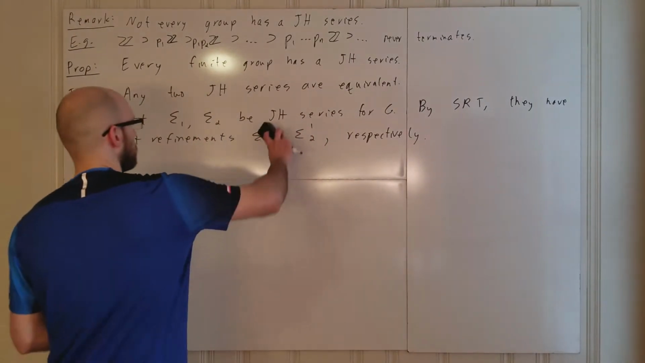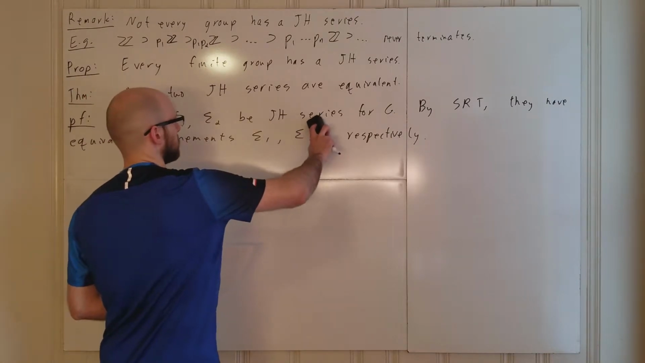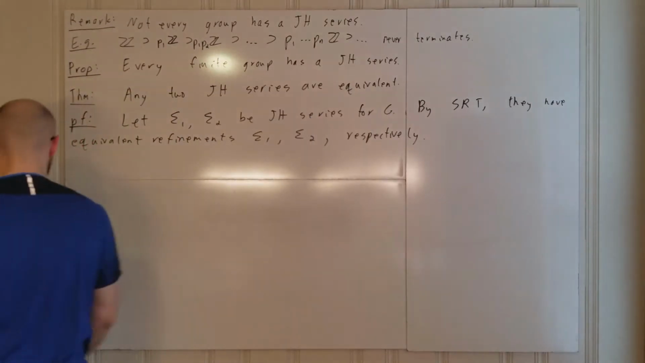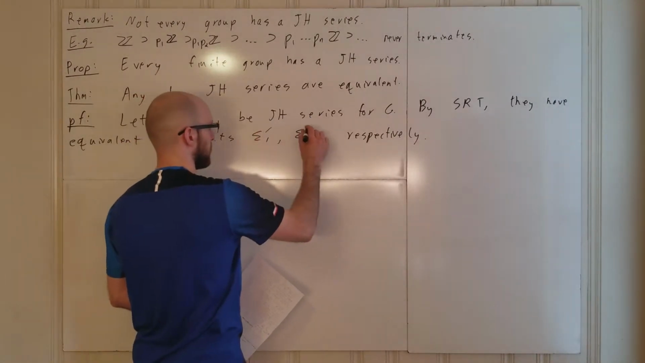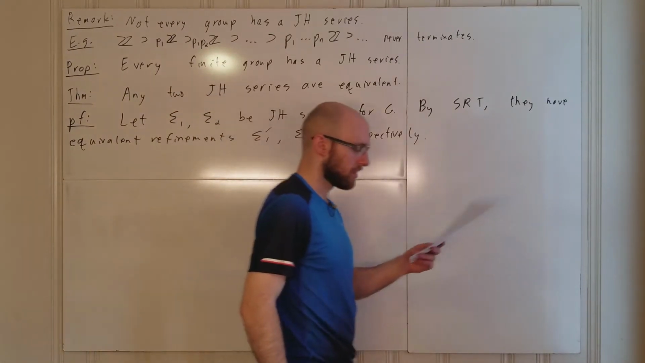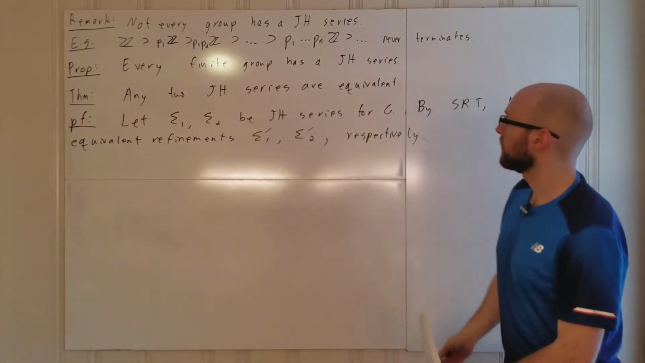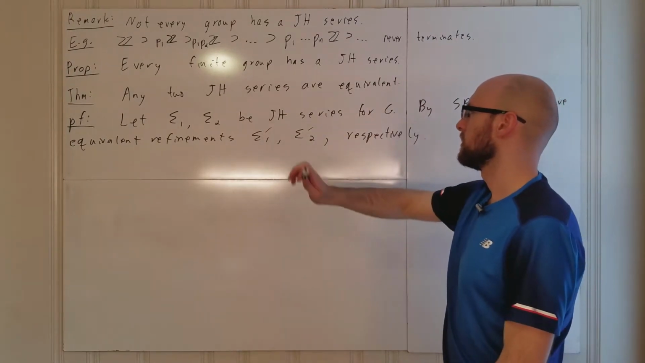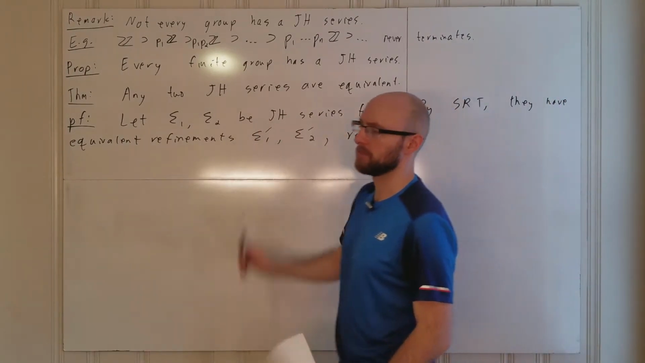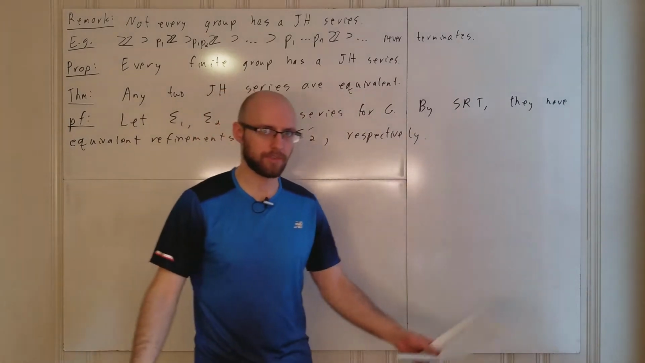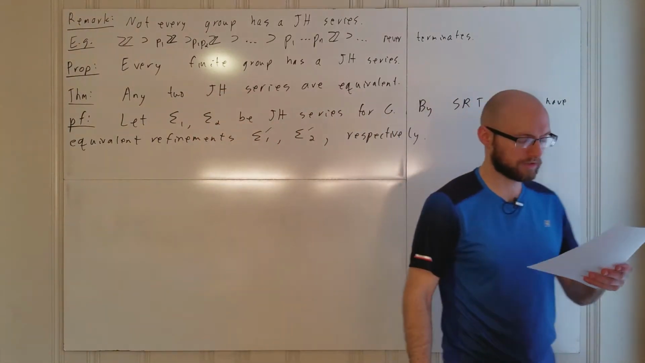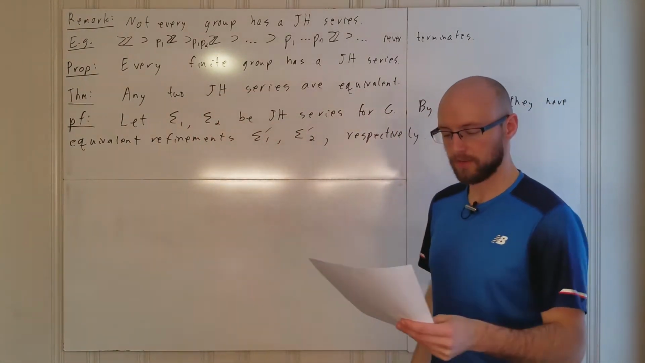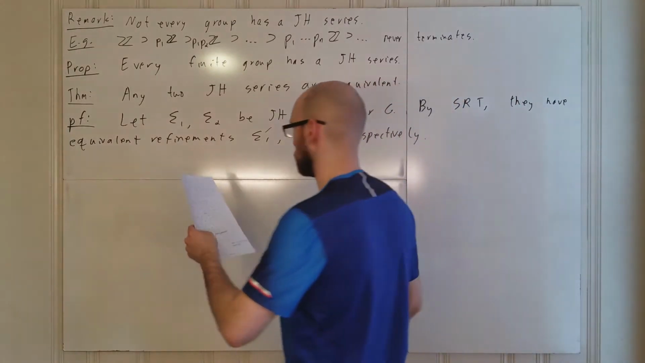So just to be a little more clear, I'll write them as a slanty dash instead of a vertical dash, so that you see that it's not 1. Okay, so we have a refinement sigma 1 prime of sigma 1 and a refinement sigma 2 prime of sigma 2, and sigma 1 prime and sigma 2 prime are equivalent refinements. Okay? Let's see here.